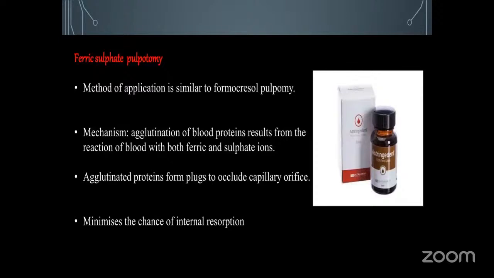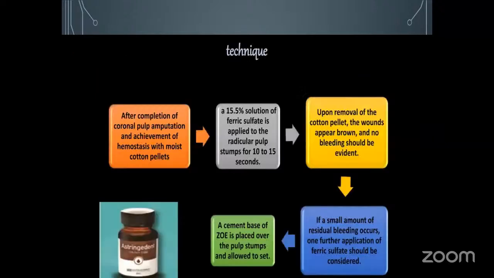Ferric sulfate pulpotomy, similarly, we'll be applying on the surface as we told about the formocresol pulpotomy. The mechanism is different. The ferric sulfate helps in the agglutination of the blood proteins. That is very important that you need to keep in mind. It is a similar procedure. The coronal pulp is removed and we'll be placing 15.5% ferric sulfate for 10 to 15 seconds, right?